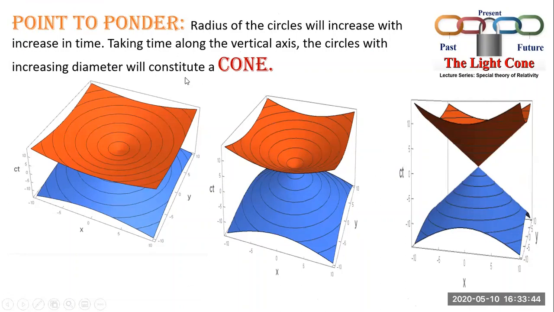Here I have shown the same figure from 3 different angles so that it will be easy to understand that as the time increases, the radius of the circles will increase, and on joining these circles with variable radius, we will get a cone. The orange cone represents the positive values of time, while the blue cone represents the negative values of time. And as you see in figure 3, these cones meet at t equals 0, which is origin.